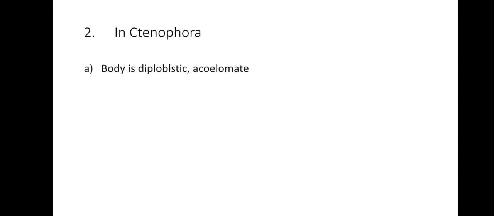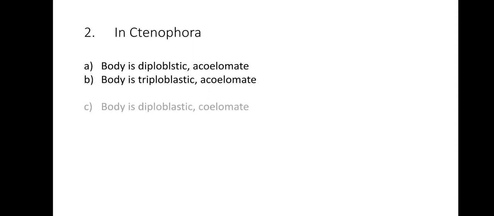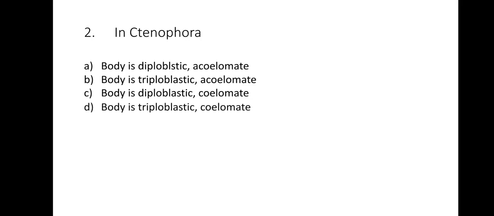In Ctenophora, body is a: diploblastic acoelomate, triploblastic and acoelomate, diploblastic and coelomate, triploblastic and coelomate. Is it diploblastic or triploblastic? Choose your option. So, if it is diploblastic, is it acoelomate or coelomate? Then select the answer. And if it is triploblastic, is it acoelomate or coelomate? What's your answer? Okay, now the correct answer is B. They are triploblastic and they are acoelomates.